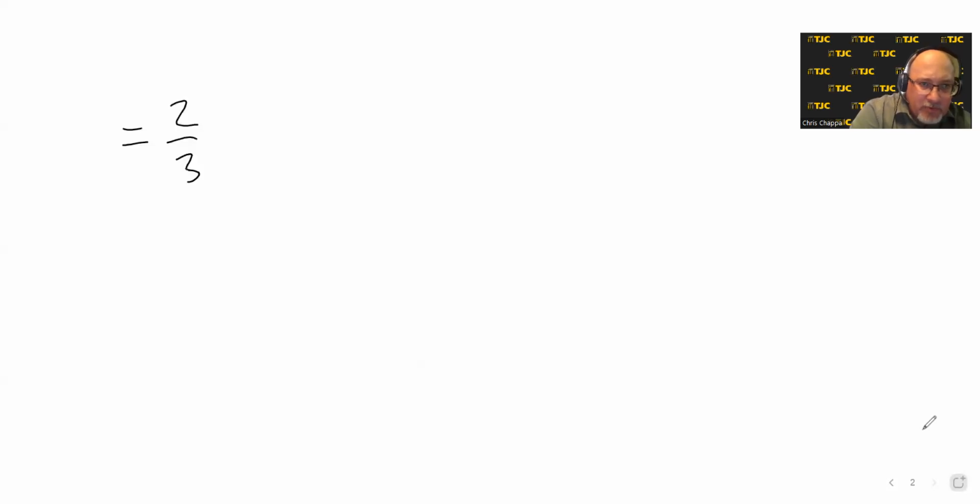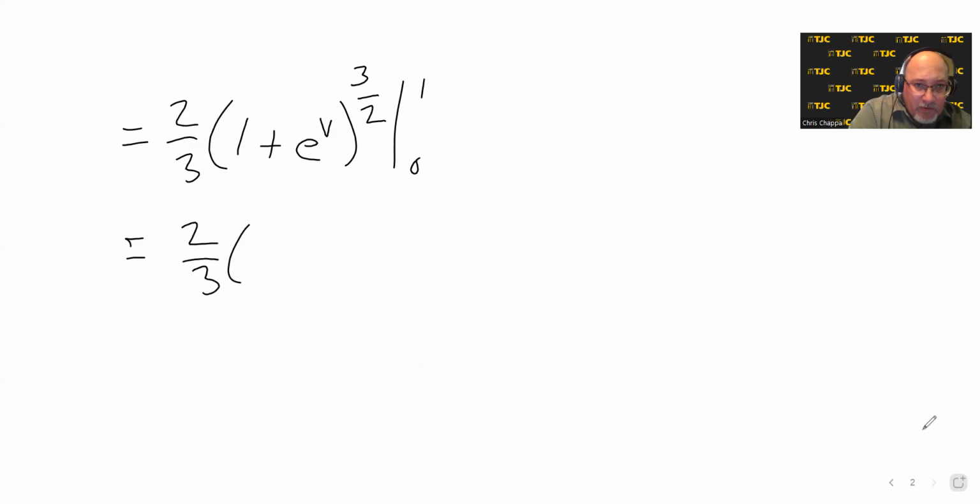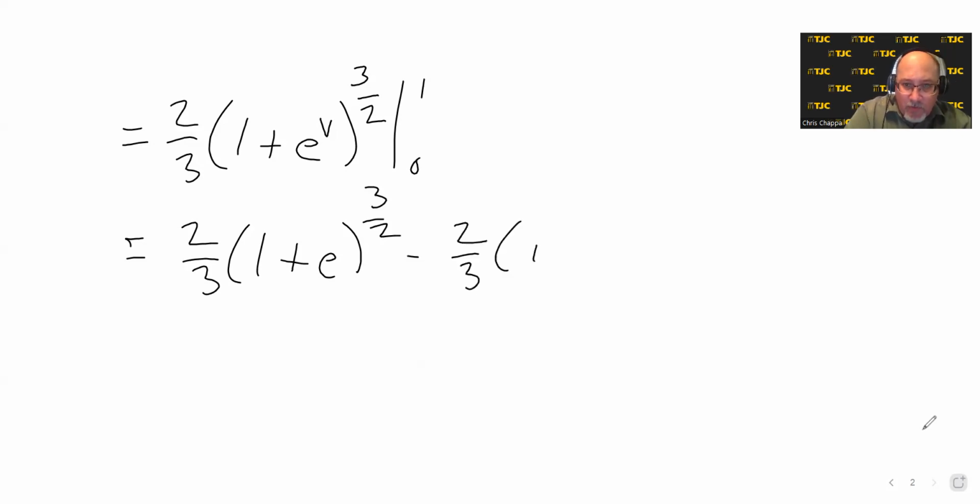Okay, 2/3, 1 plus e to the v to the 3/2 power. And we're going from 0 to 1. When we substitute the 1, we get 2/3, 1 plus e to the 3/2. And when we substitute 0, we get 2/3, 1 plus 0, which of course is 1, to the 3/2. The second part is easy. 1 to the 3/2 is 1. 1 to any power is 1. And so the subtrahend, if you will, the second part of the subtraction problem, or is that the minuend? That's the subtrahend, becomes 2/3.